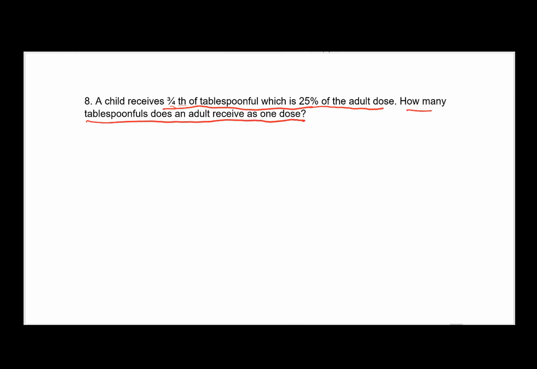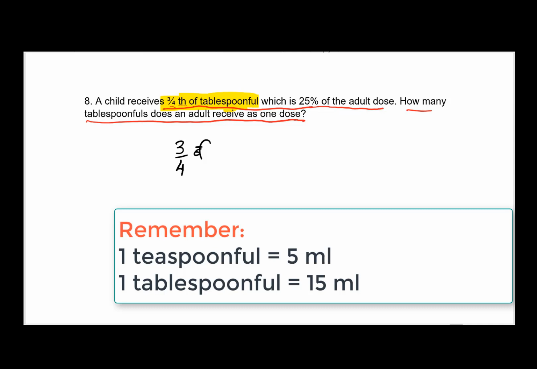So the child is receiving 3/4 of the tablespoonful. Have a look at this first. Let's work this out first. 3/4 of 1 tablespoonful is how many milliliters? 15. Everybody, not 5. Tablespoon is big, so 15, not 5. So 3/4 of 15 milliliters is 3/4 multiplied by 15, which is 11.25. So the child is receiving 11.25 mils.